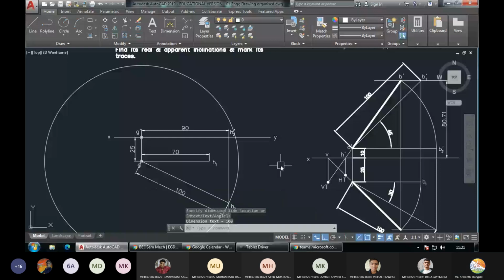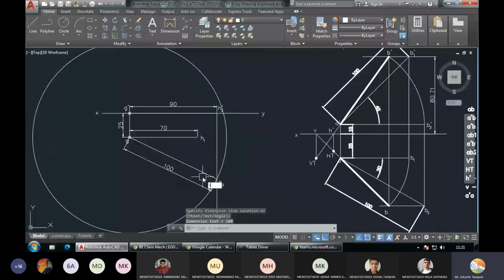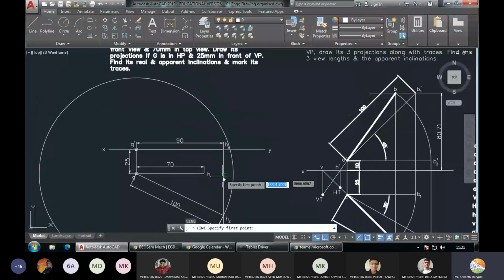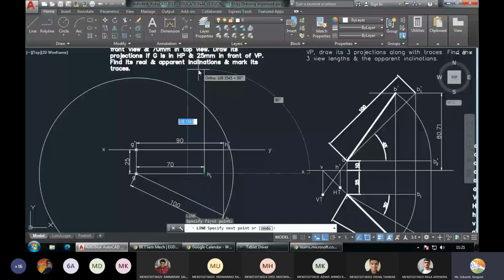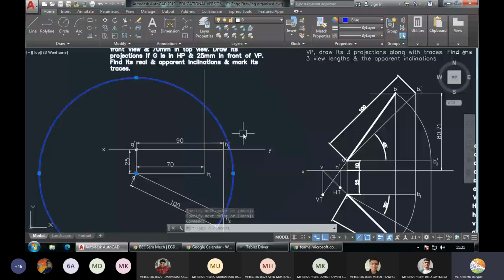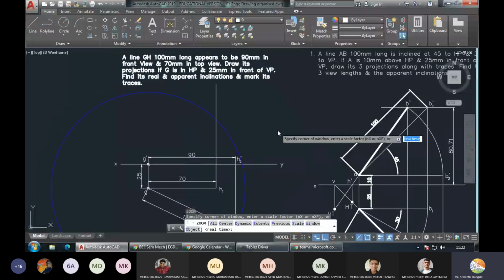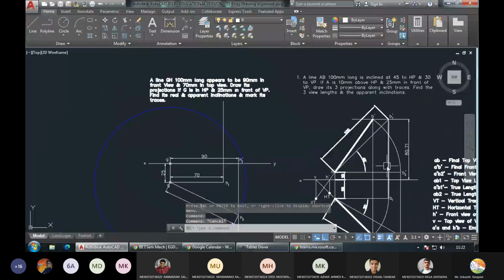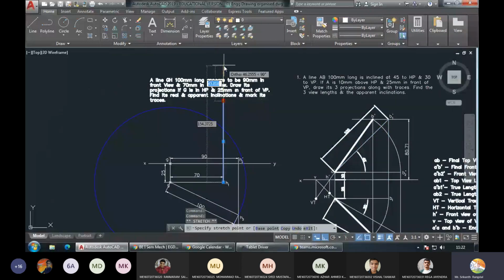Now I have to take another line from H1, upwards. So this circle, I will change its color to something else so that we will not get confused. This is for the lower one. Now we have drawn this line. Once again, on this line, somewhere we should get the true length. Once again, you can draw this line as long as you want.